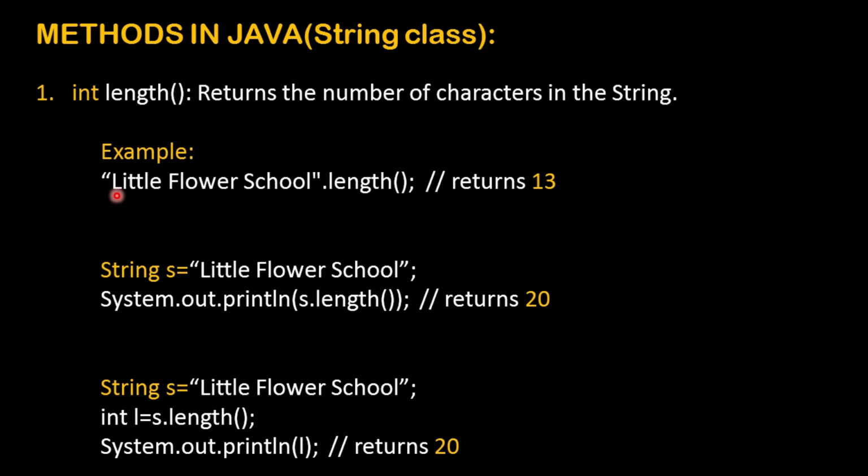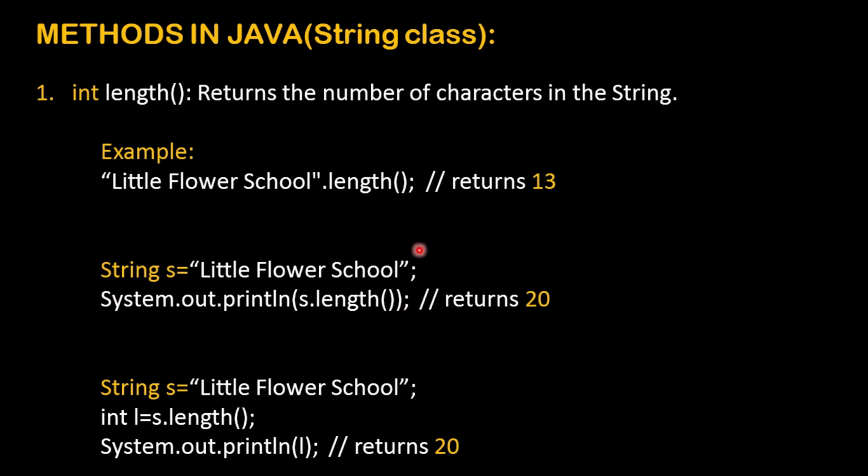That's why we will count from 1, 2, 3, 4, 5, 6, 7, 8, 9, 10, 11, 12, 13, 14, 15, 16, 17, 18, 19, 20. 20 is the number of characters returned by this function. Here I have written 13, that is by mistake only. This will be 20. So little flower school dot length means 20 will be returned.